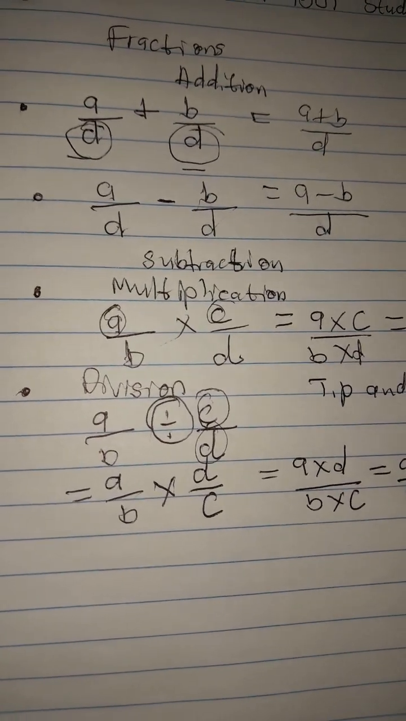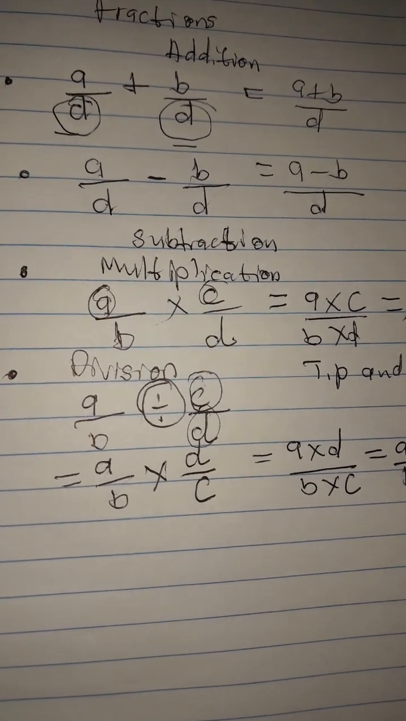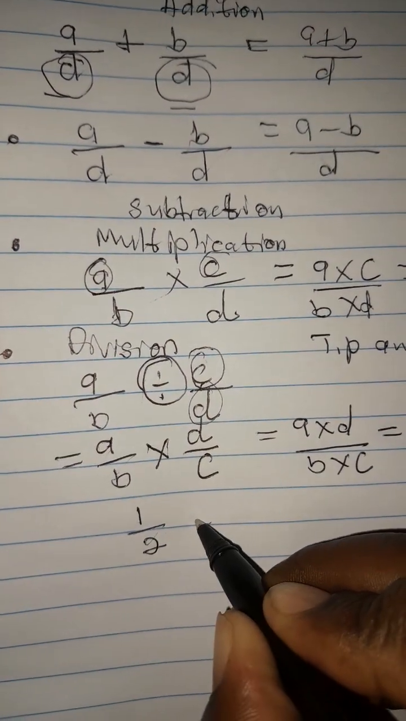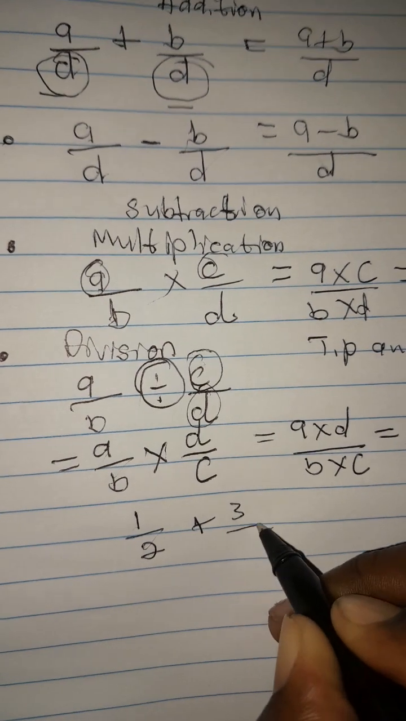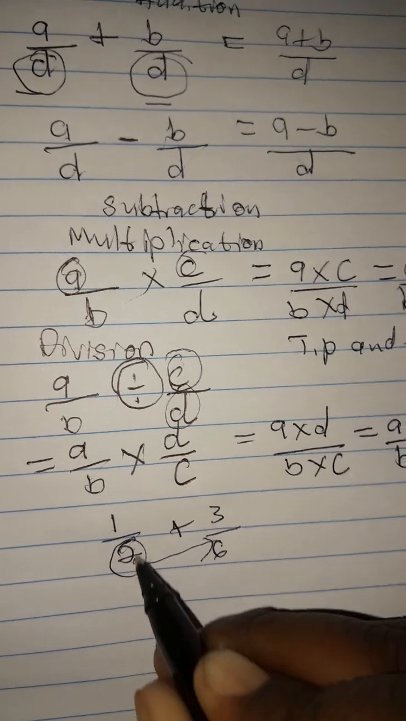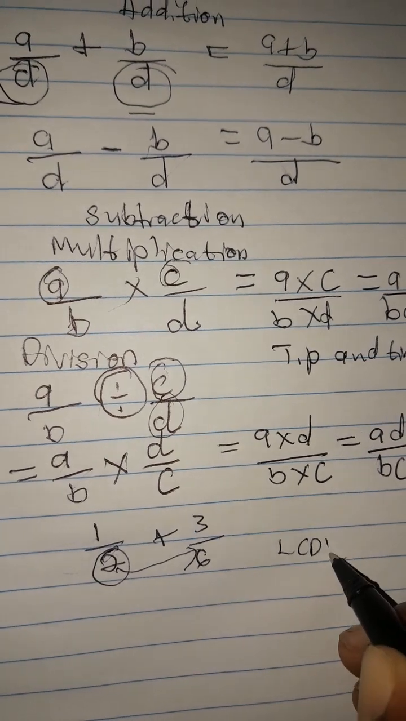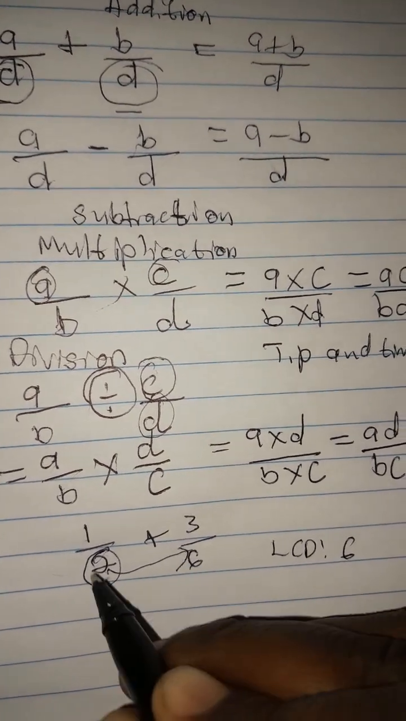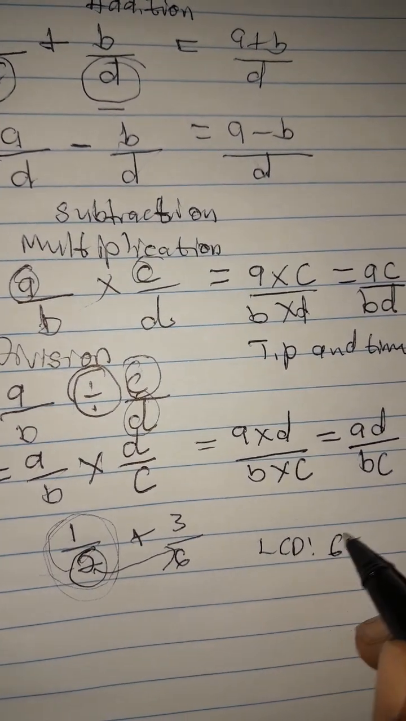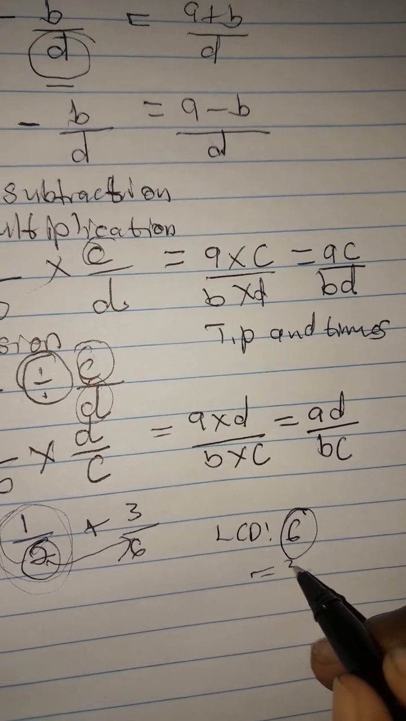Ensure that your denominators are the same. For example, let's say you have 1 over 2 plus 3 all over 6. We can see that 2 gets into 6 3 times, so our LCD in this case should be 6. When you want to make your denominators the same, you are going to look at the multiples of 6 there. That will be 3 times 2.